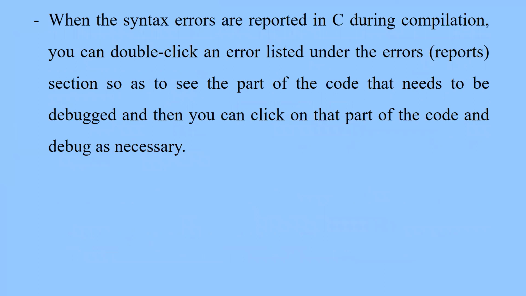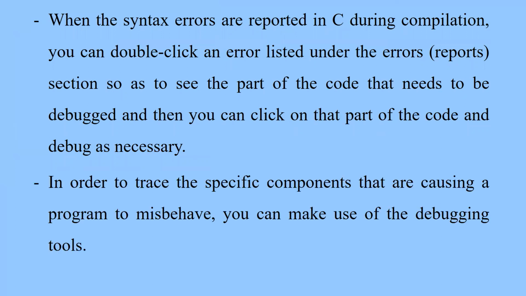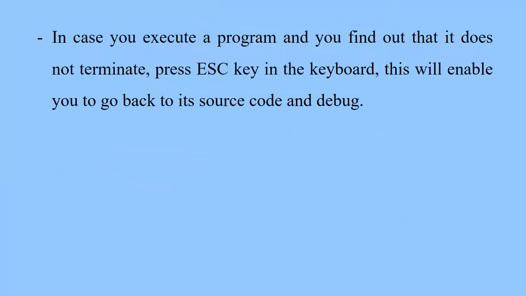When syntax errors are reported in C during compilation, you can double-click an error listed under the errors or reports section to see the part of the code that needs to be debugged, and then you can click on that part of the code and debug as necessary. In order to trace the specific components that are causing a program to misbehave, you can make use of the debugging tools. In case you execute a program and find out that it does not terminate, always press the ESC key on the keyboard, and this will enable you to go back to its source code and debug.